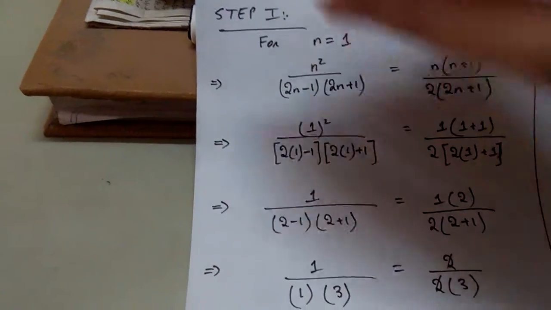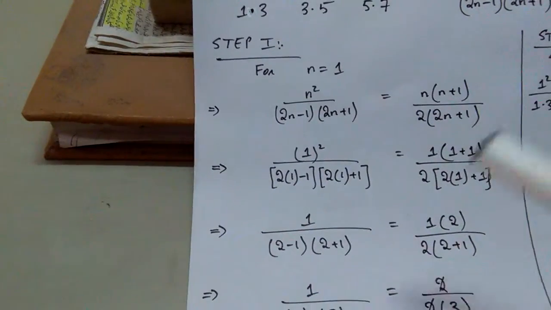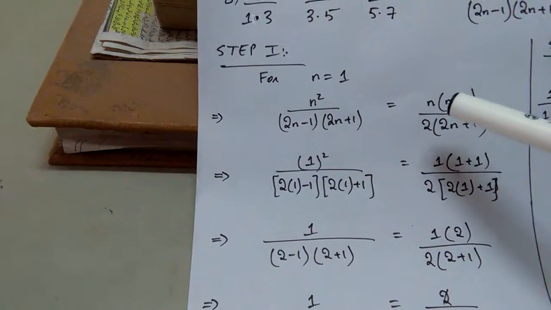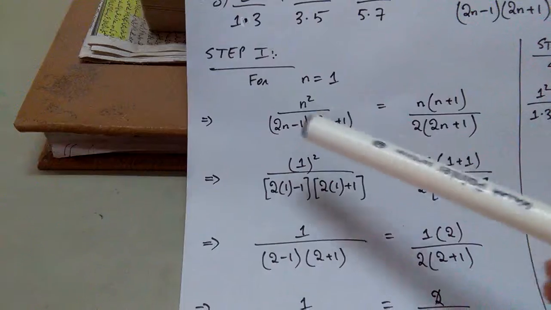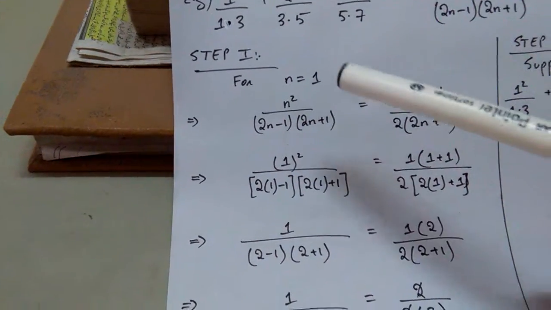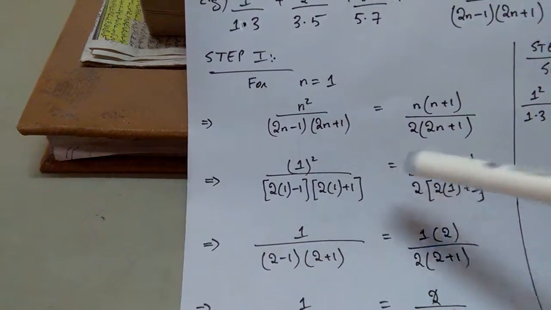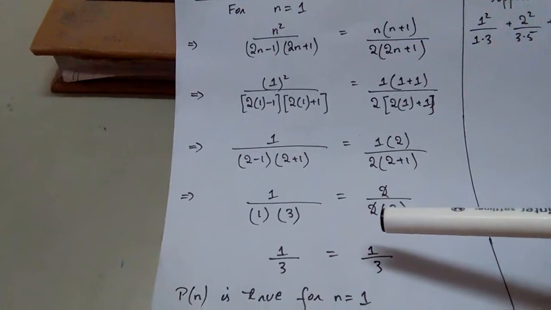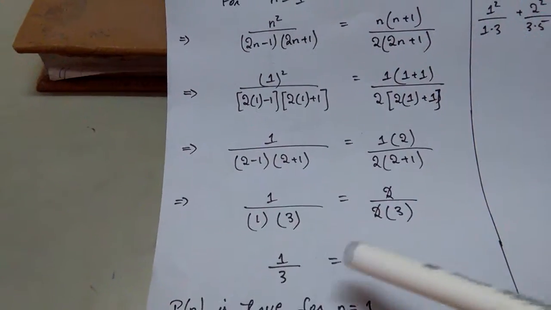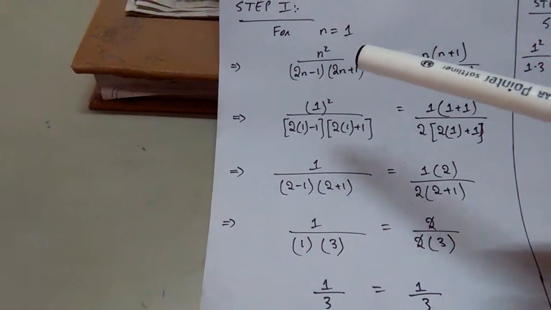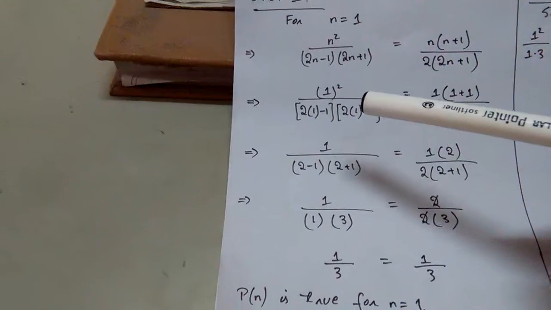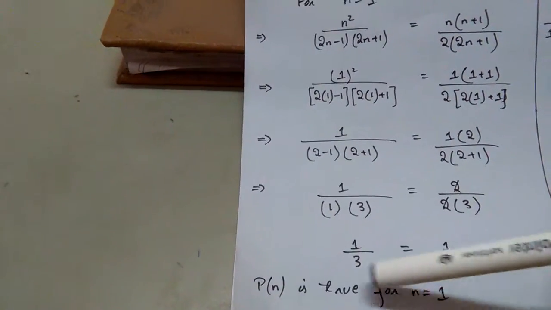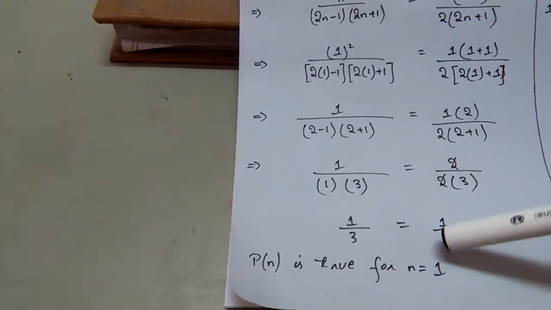So this is the general form of the series at the left hand side, and this is the expression present at the right hand side, that is, the summation of this series should be equal to this form. So I just put n equals to 1 at both sides and I keep on solving. Okay, so I come to know that both sides are the same, both sides are satisfied when your n is equal to 1. So this enabled me to assert that P of n is true for n equals to 1. This is your step number 1.